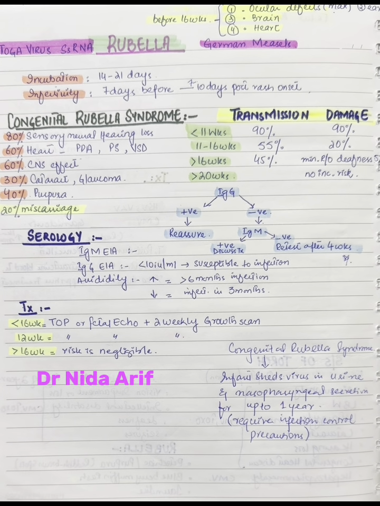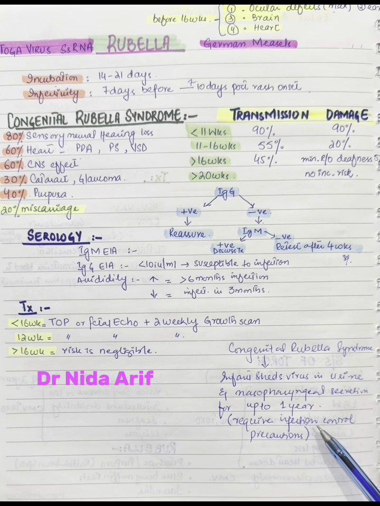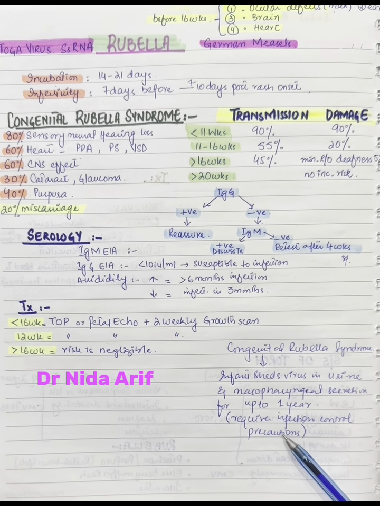So about congenital rubella syndrome, the infant sheds virus in urine and nasopharyngeal secretions for up to 1 year, and it requires infection control precautions. All right.